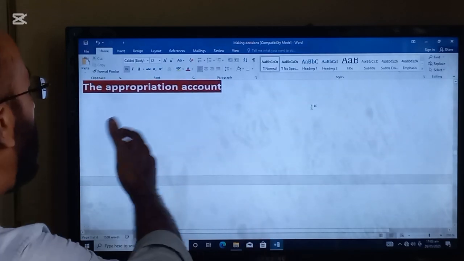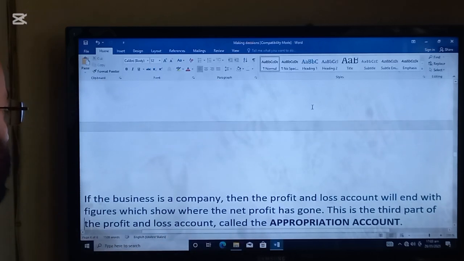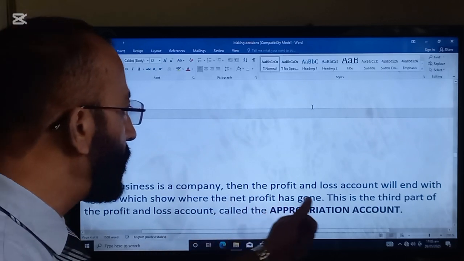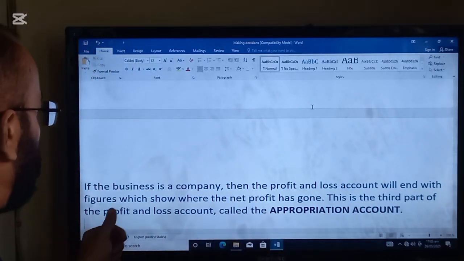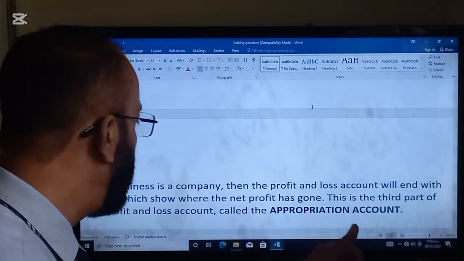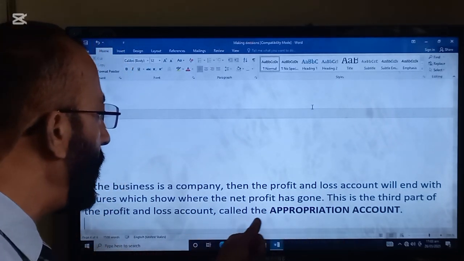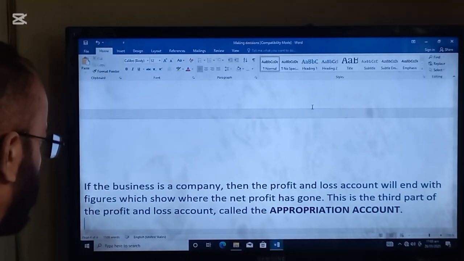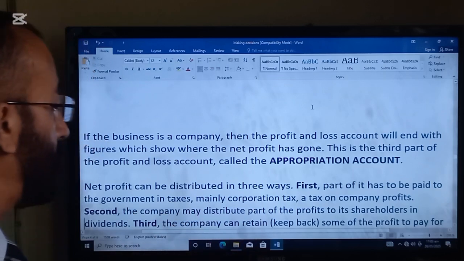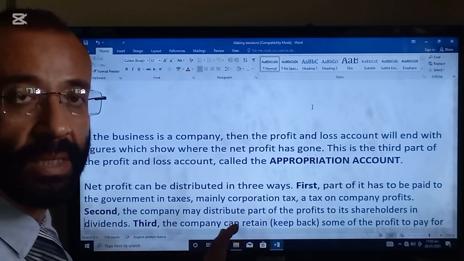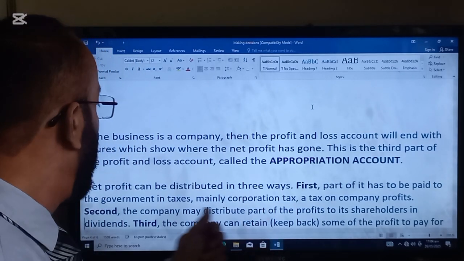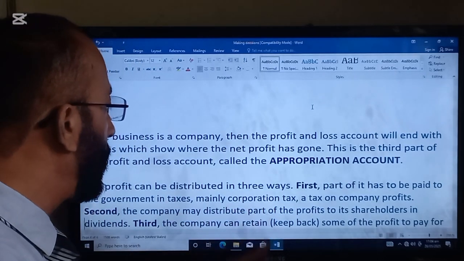The next thing is the appropriation account. If the business is a company, then the profit and loss account will end with figures which show where the net profit has gone. This is the third part of the profit and loss account, called the appropriation account. Net profit can be distributed in three ways. This is a very important part, this question frequently comes in the paper. Net profit can be distributed in three ways.